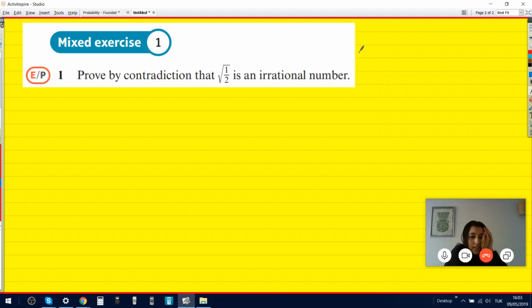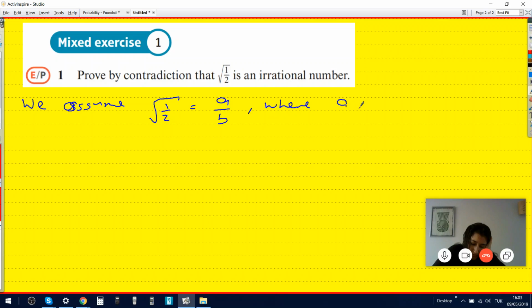I don't know. So if you're proving it by contradiction, start by assuming the opposite. So assume that the square root of 1 over 2 is equal to, I believe, a over b, where a and b are integers.